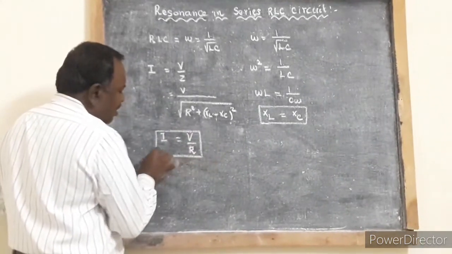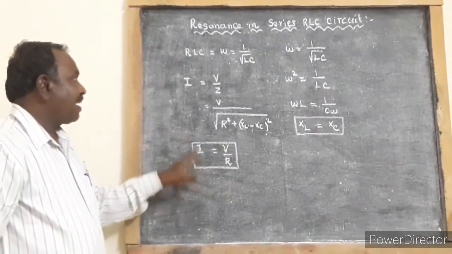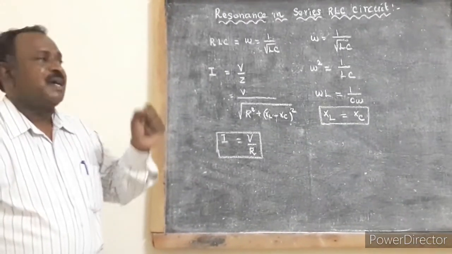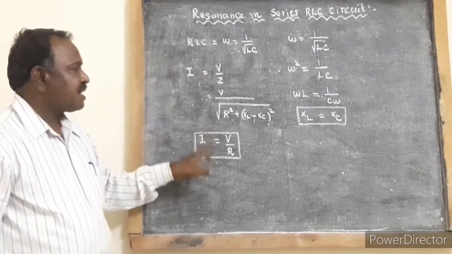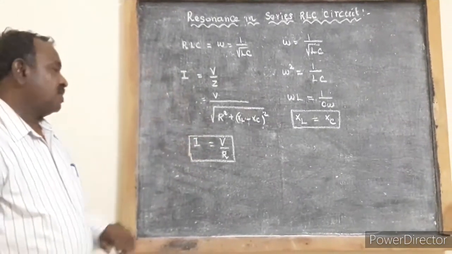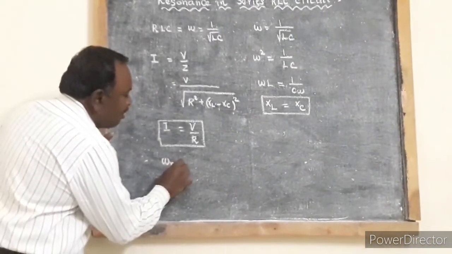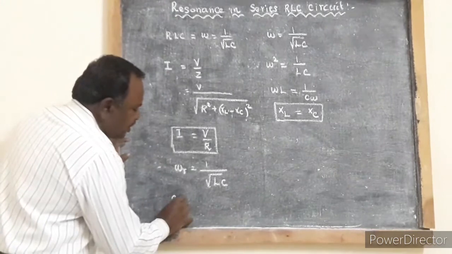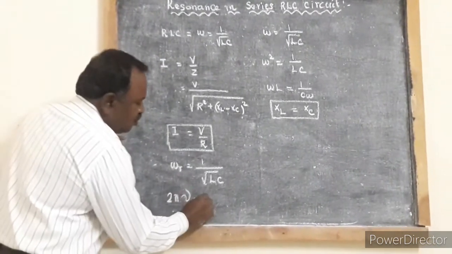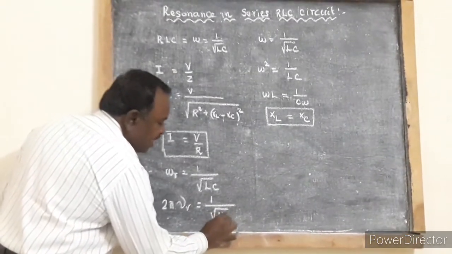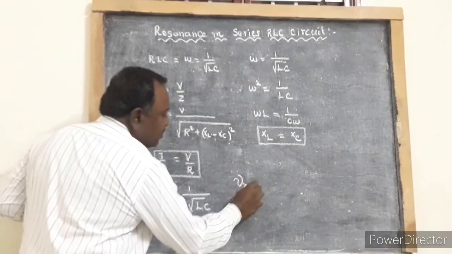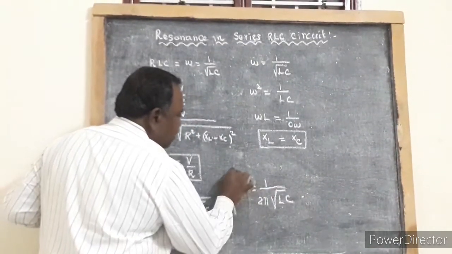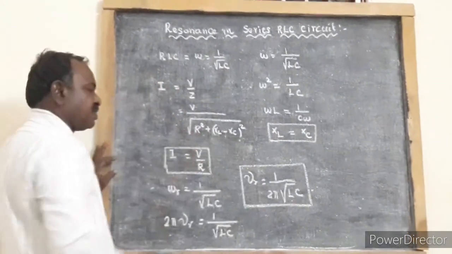So the impedance of the RLC circuit is minimum. At that time, maximum current flows through the RLC circuit, and this condition is called resonance. The frequency at which resonance takes place is called the resonance frequency. So resonance frequency omega R is equal to 1 by root of LC. This angular frequency is equal to 2 pi nu R. So 2 pi nu R is equal to 1 by root of LC, or nu R is equal to 1 by 2 pi into root of LC. This expression will give the resonance frequency.